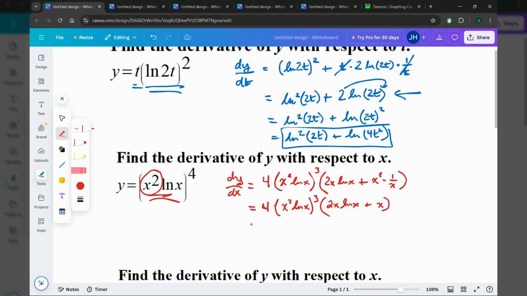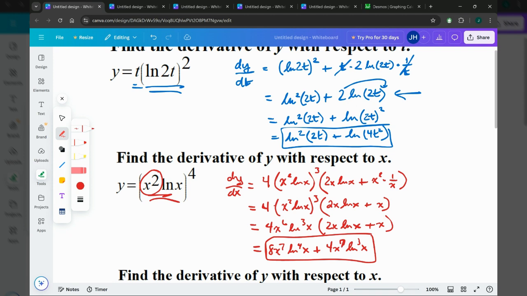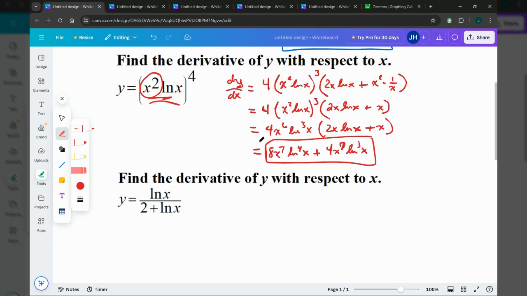Now, I could do some simplifying here. This would be 4x to the 6 natural log cubed of x. And then if I distribute, it gets really ugly here. Well, a little bit less ugly, I guess. It would be 8x to the 7th natural log to the 4th x. And then it would be plus 4x to the 7th natural log cubed of x. If I didn't want any parentheses, that's my answer right there. So you notice these problems are getting a little bit more difficult as we move along.